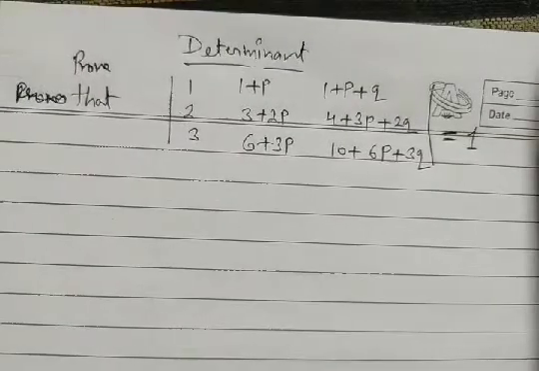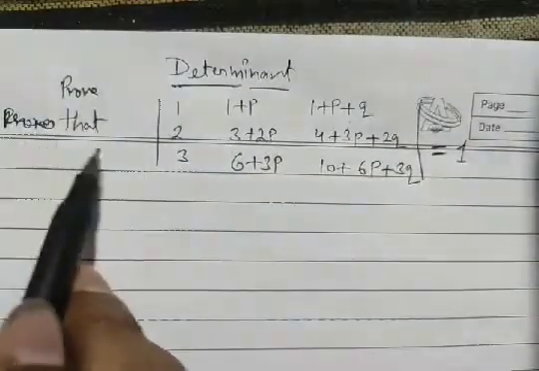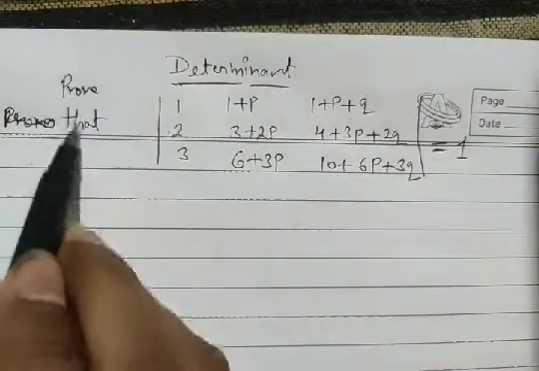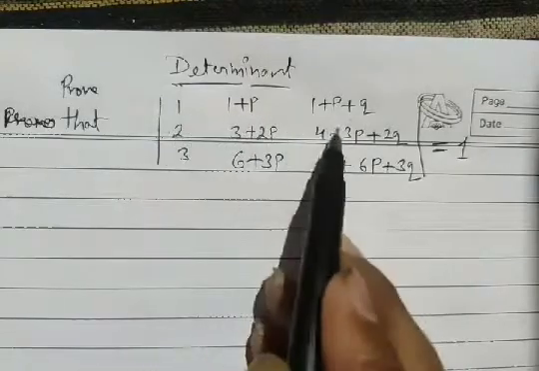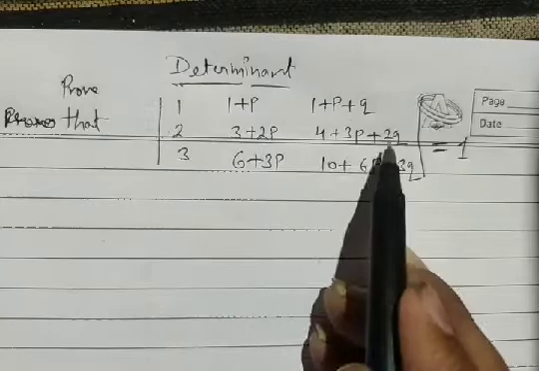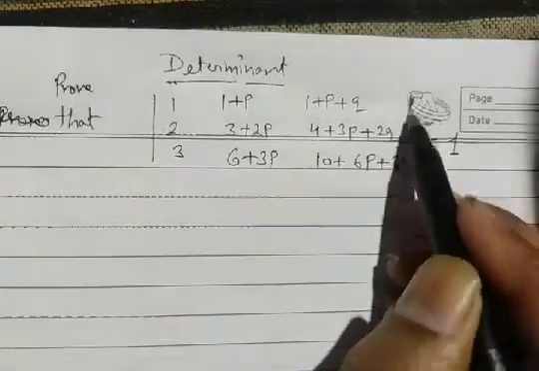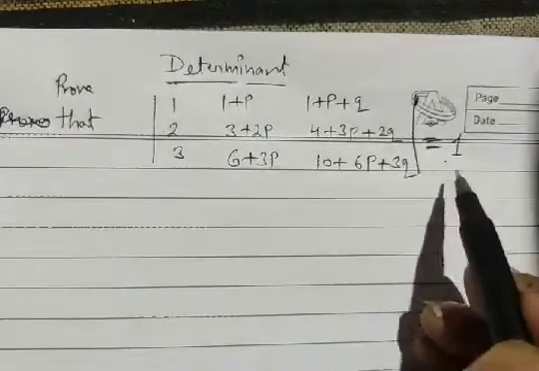Hi everyone, again today we are here with our topic, determinants. We have some problems again here. Now we have to prove that the determinant with rows 1, 1 plus p, 1 plus p plus q; 2, 3 plus 2p, 4 plus 3p plus 2q; 3, 6 plus 3p, 10 plus 6p plus 3q equals 1.